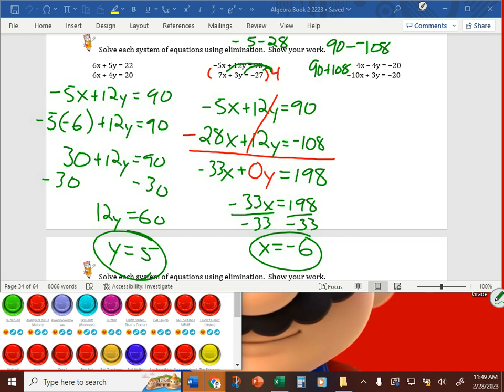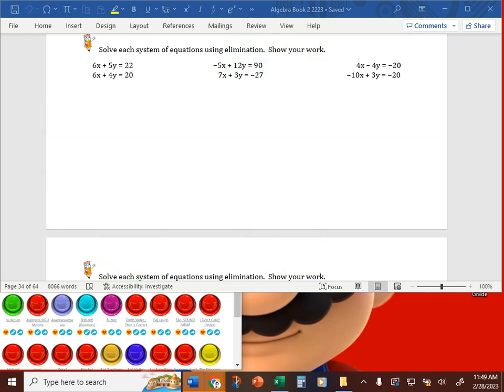Okay? So, the last one. Looking at 4 and negative 10. Are they the same? No. Negative 4, look at the y now. Negative 4 and positive 3. Are they the same? No. Ugh. Okay. Does 4 go into 10 evenly? No. Does 3 go into 4 evenly? No. So it's not like the first one where we already had them matching up for us, the 6x and the 6x there. It's not like the second one where we only had to multiply the bottom equation to make it match up with the 12. This one, we've got to multiply both equations.